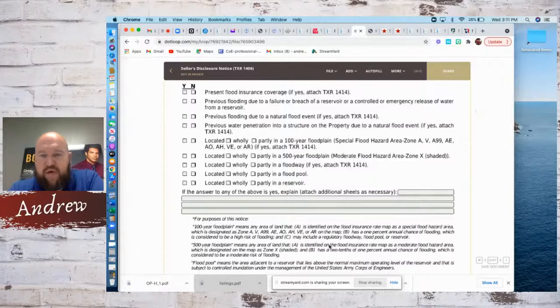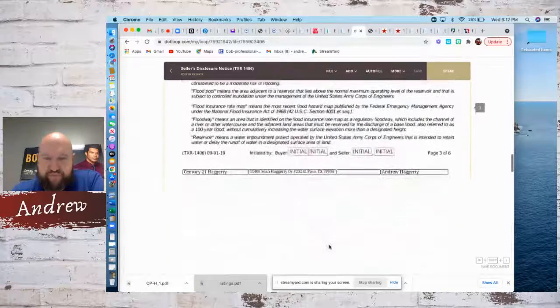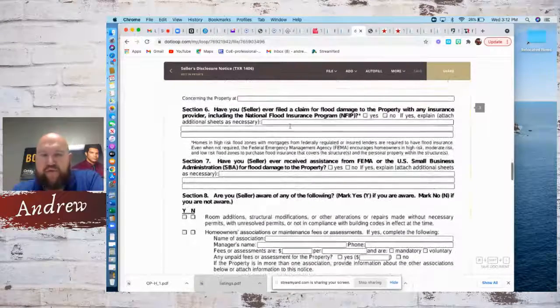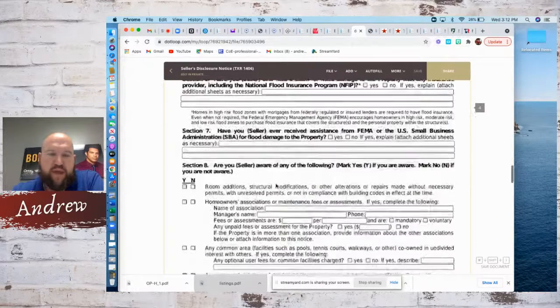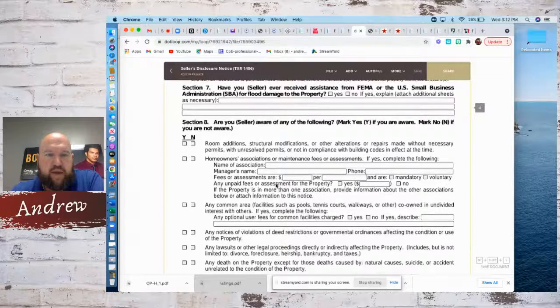If you answered any of the above, you have to explain: is it in a 500-year floodplain, 100-year floodplain, wholly, partially, how is that breaking down? Very similar to the other form, except in this form, you are required, according to the form, to include or attach the TXR 1414 form. Other than that, very similar. Have you filed a claim? Have you received assistance from FEMA? Very similar questions to the TREC form. Are you aware of the following?